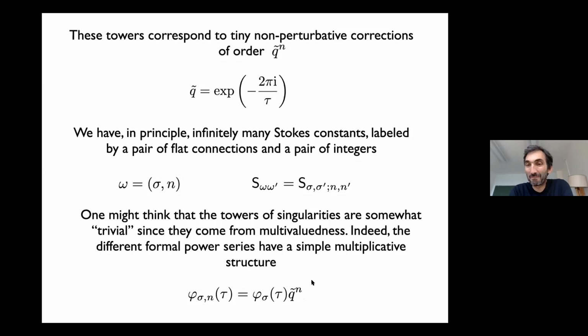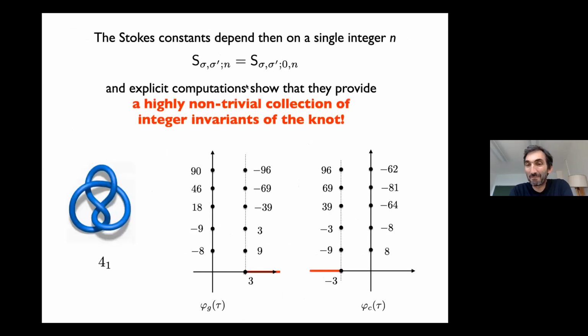So in that sense, this looks very simple, but it turns out that the Stokes numbers are actually non-trivial. In spite of this factorization property, the Stokes constants themselves are highly non-trivial. Let me first point out that due to this multiplicative property of the trans-series, the Stokes constants can be shifted. So you can just put one of these integers to 0 and the other to n. So the Stokes constants actually depend on two flat connections and a single integer n because of this sort of translation invariance property.